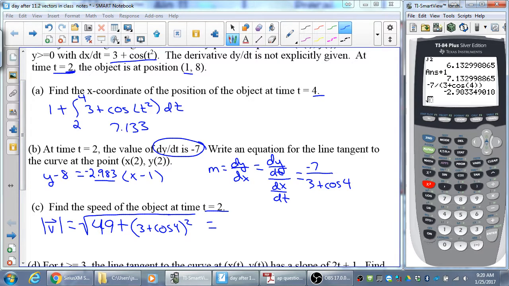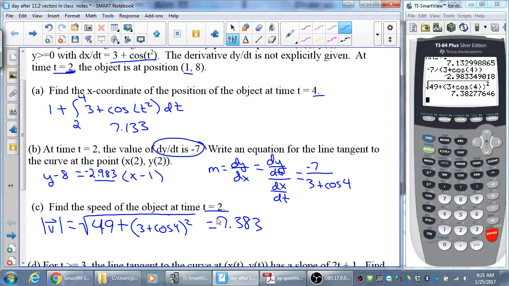Square root of 49 plus 3 plus, oh yeah, I already squared that. Cosine of 4 squared. 7.383. 7.383 feet per second, miles per hour, whatever the units would be.